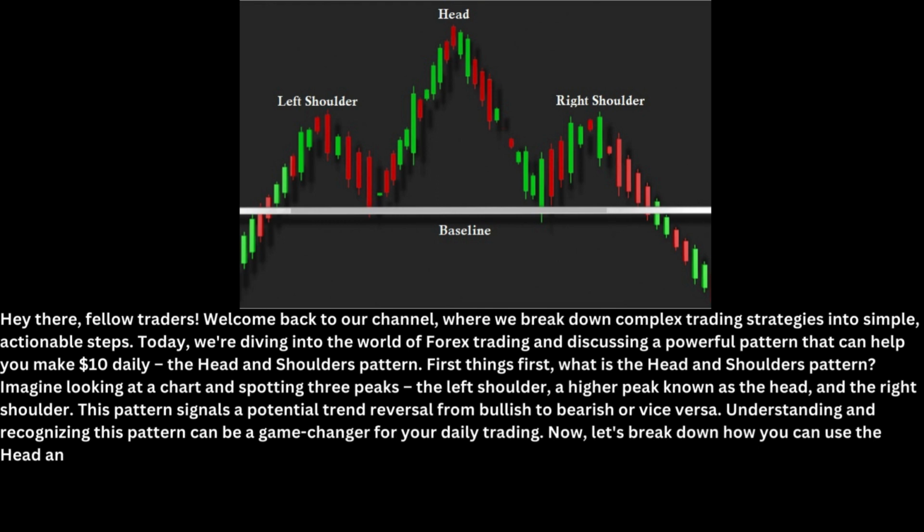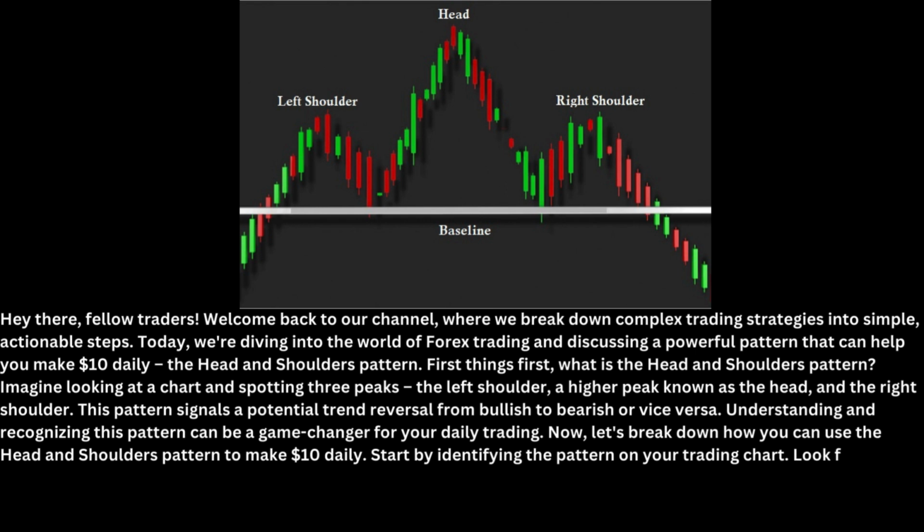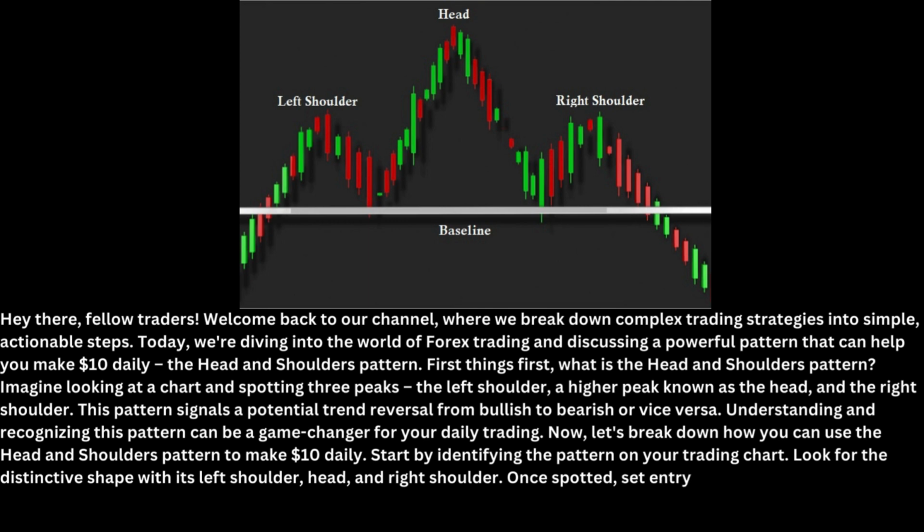Now, let's break down how you can use the head and shoulders pattern to make $10 daily. Start by identifying the pattern on your trading chart. Look for the distinctive shape with its left shoulder, head, and right shoulder. Once spotted, set entry and exit points.